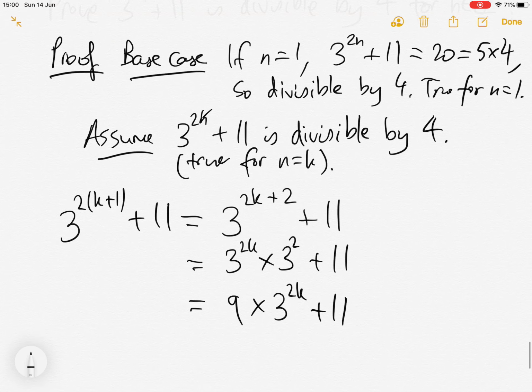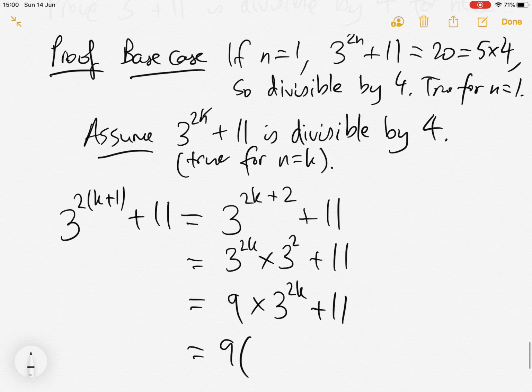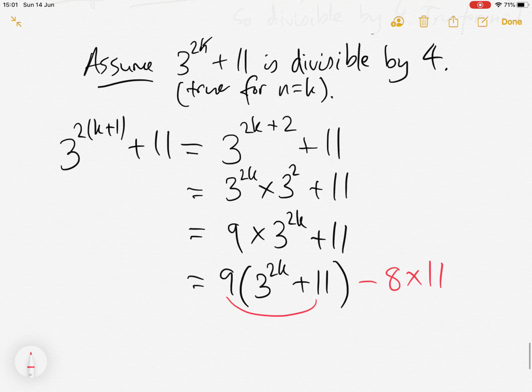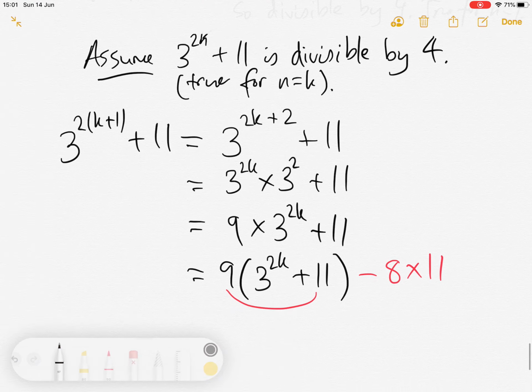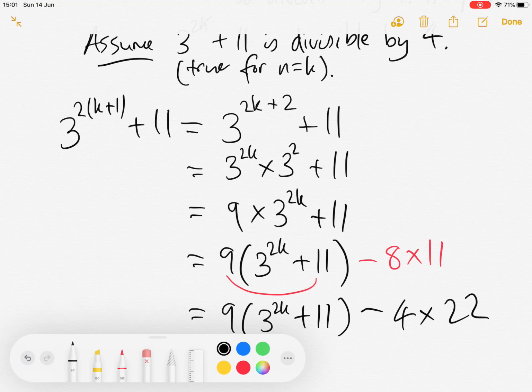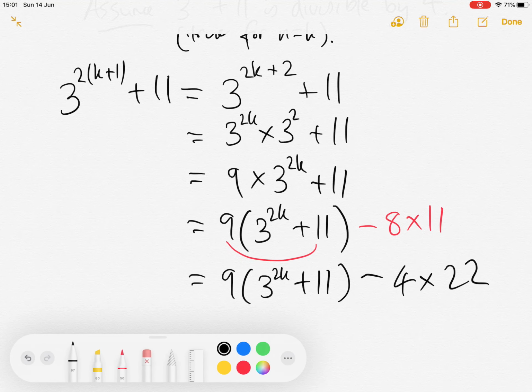And now we're doing a bit better, because this is the same as 9 times 3 to the 2k plus 11, and then we can make an adjustment. So this would give us 99 if we expanded it from 9 times 11. But we only have 11, so we need to take away 8 times 11, 88. So now we can say this is 9 times 3 to the 2k plus 11 minus 4 times 22. Why am I writing it in terms of 4? Because we want to show it's divisible by 4.